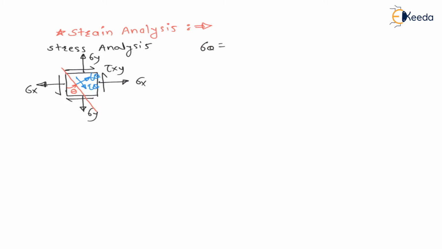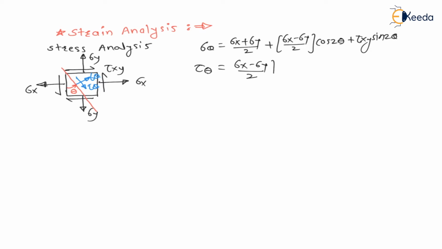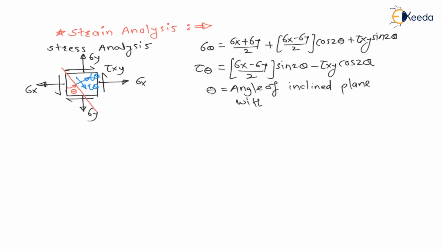For such loading, we have already seen that on any inclined plane, sigma theta is equal to (sigma x plus sigma y) by 2 plus (sigma x minus sigma y) by 2 cos 2 theta plus tau xy sin 2 theta. This is the formula to find normal stress on any inclined plane. And tau theta, the shear stress on any inclined plane, is (sigma x minus sigma y) by 2 sin 2 theta minus tau xy cos 2 theta. And theta is the angle of the inclined plane with vertical in anti-clockwise direction.